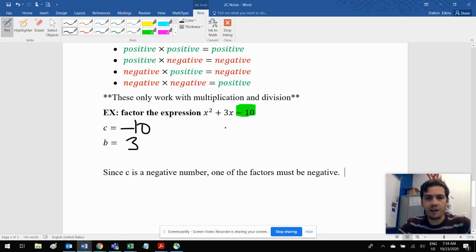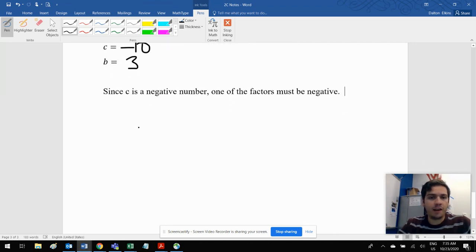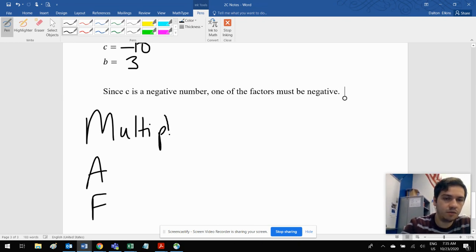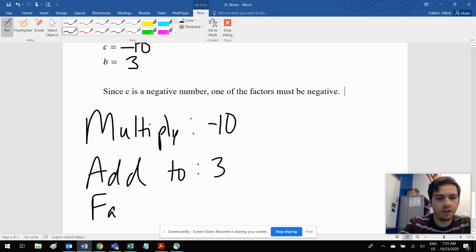So since C is negative, since the thing that we're looking to multiply to is negative, it has to be one of these, right? If it equals a negative number, we have a positive and a negative, or a negative and a positive, which is essentially the same thing. So one factor must be negative. As I look at the math, I want to multiply to negative 10. I want to add to 3, and that'll tell me my factors.